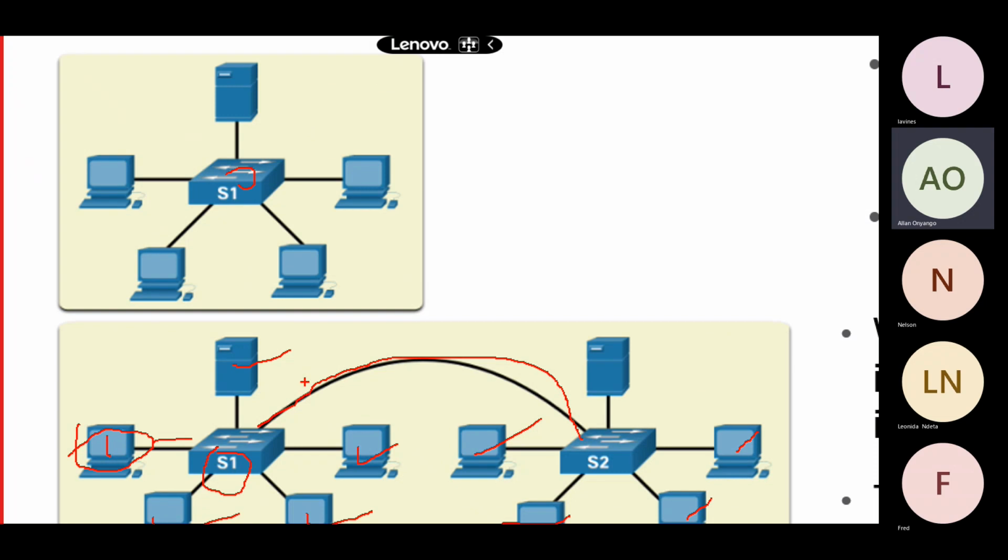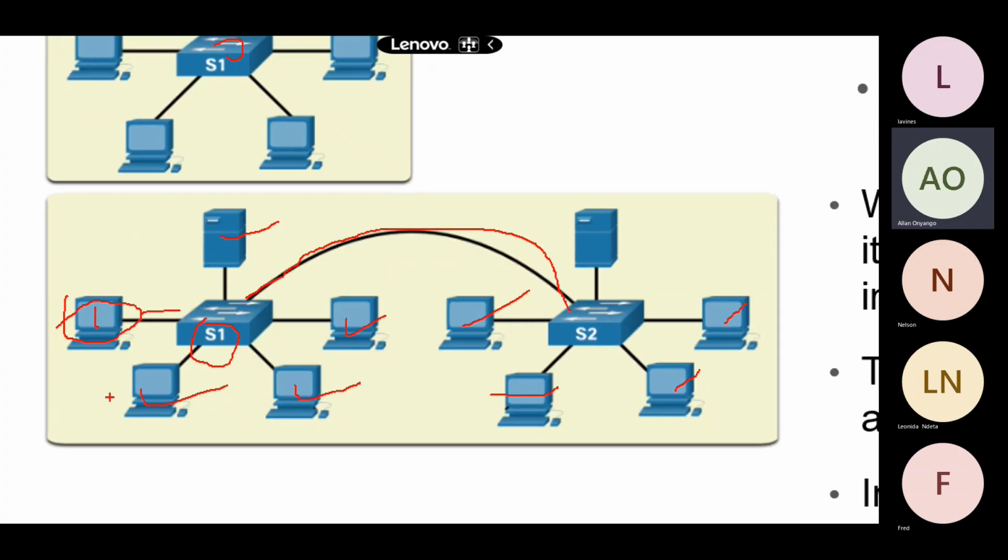Now, let me say this. Let's say we had 100 switches connected together in this manner. If one switch receives a message out of the 100 switches, all the 100 switches with all the devices connected to them are going to hear that message. So the extent that a frame can travel within the same network is what is called a broadcast domain. To what extent can a switch broadcast a message or a frame?